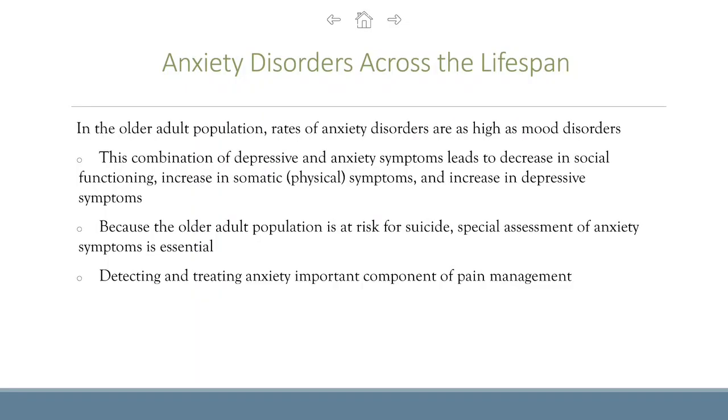Early parenthood, for teen pregnancies, drug and alcohol dependence, and educational underachievement later in life. As we move into older adult populations, the rates of anxiety disorders are just as high as mood disorders. And this combination of depressive and anxiety symptoms can lead to a decrease in social functioning, an increase in those somatic symptoms, those physical symptoms like stomach aches, headaches, and unexplained aches and pains, and an increase in depressive symptoms. Because our older population is at high risk for suicide, special assessment of anxiety symptoms is really essential.